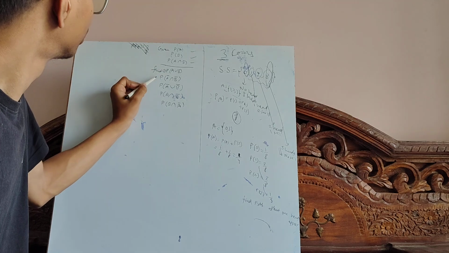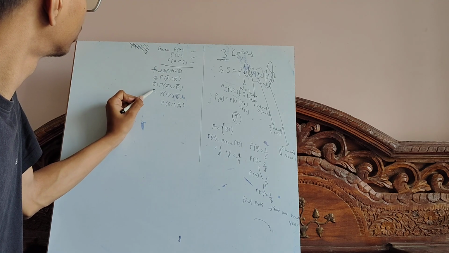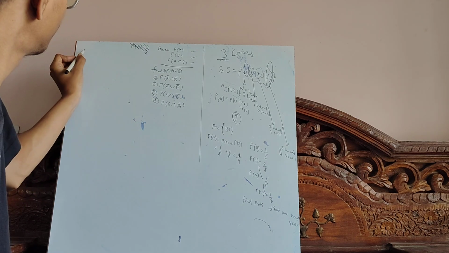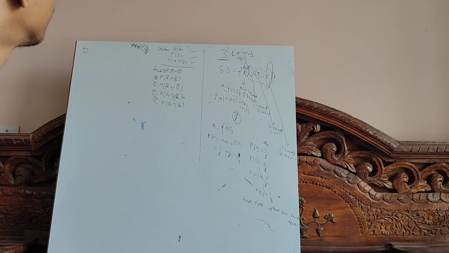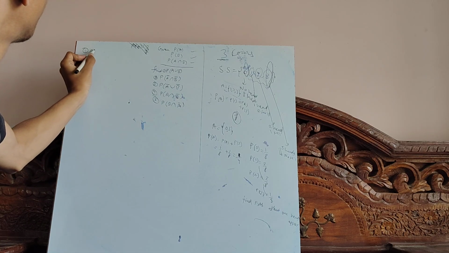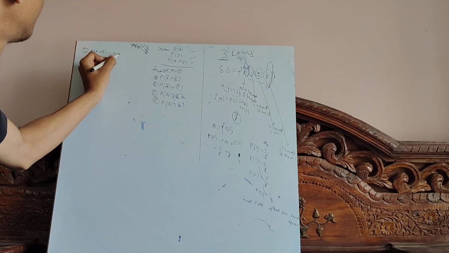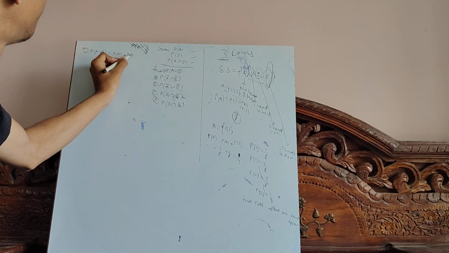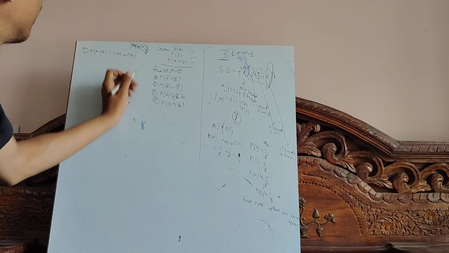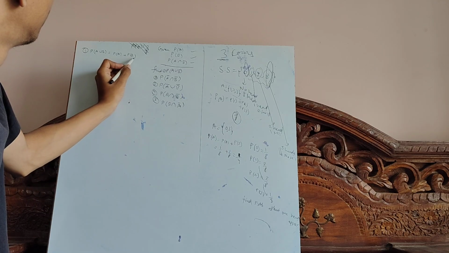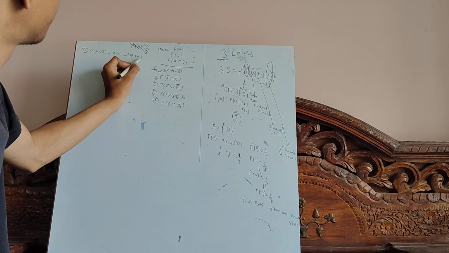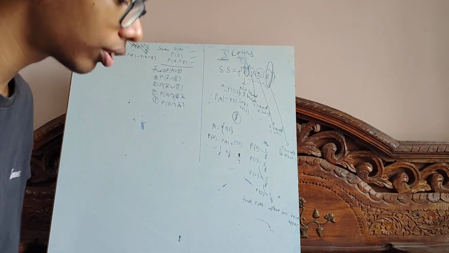So for the first one, I will simply use the formula: probability of A union B is equal to probability of A plus probability of B, minus probability of A intersection B. This is how I will solve the first one.